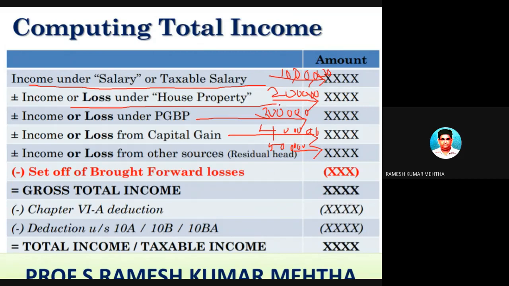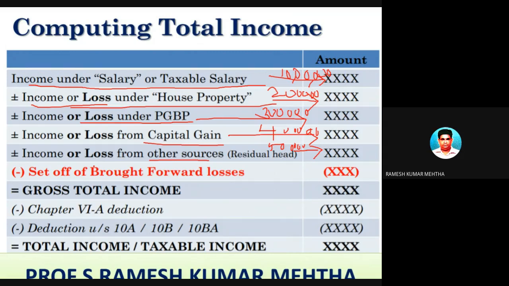In this case there is a profit under all the sources, but sometimes it so happens that there can be a loss under these heads: loss from house property, loss from conduct of business or profession, short-term capital loss, long-term capital loss, or loss from other sources. That loss also is to be shown, and subsequently set off and carry forward of losses has to be done.